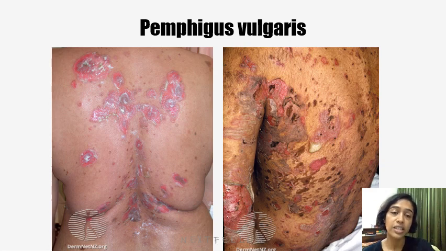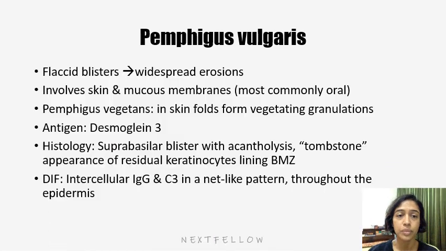Here there is quite extensive involvement. So pemphigus vulgaris is a more severe disease. It usually involves the torso, head and neck as well, and it can involve the mucous membrane. So oral involvement is quite common as well, oral mucosa. Eyes and genitalia can also be involved. So here again you have flaccid blisters which eventually form widespread erosions. Involve skin and mucous membranes as well.